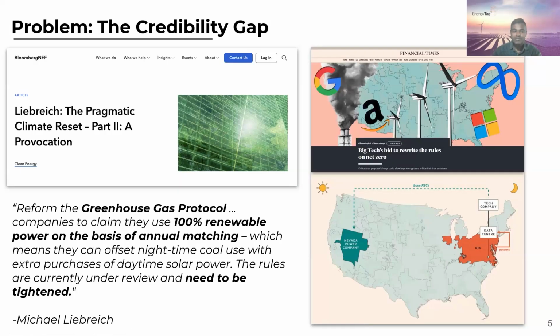This is the snapshot from the article by Michael Lebriak from BNEF. So he basically mentioned that under the greenhouse gas protocol, companies can claim they use 100% renewable power on the basis of annual accounting. That means they can offset their nighttime fossil fuel use with extra procurement of certificates, such as guarantees of origin or renewable energy certificates, issued for daytime solar generation, and make claims on the use of clean energy.